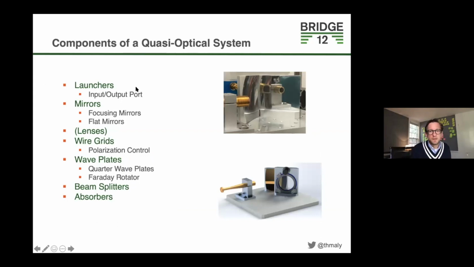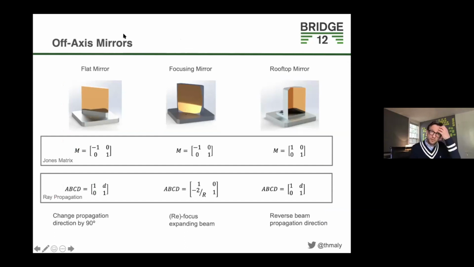Then you propagate your beam through your quasi-optical components. So we have the launcher, as I showed you. Then we have mirrors. We don't use many lenses because they introduce losses. We use off-axis focusing mirrors, wire grids, and then wave plates. The types of mirrors that we're using are either flat mirrors, those are polished mirrors with a gold-coated plate, or focusing mirrors. So this is a flat mirror, this is a focusing mirror, that's a rooftop mirror, and you use these to refocus your Gaussian beam.